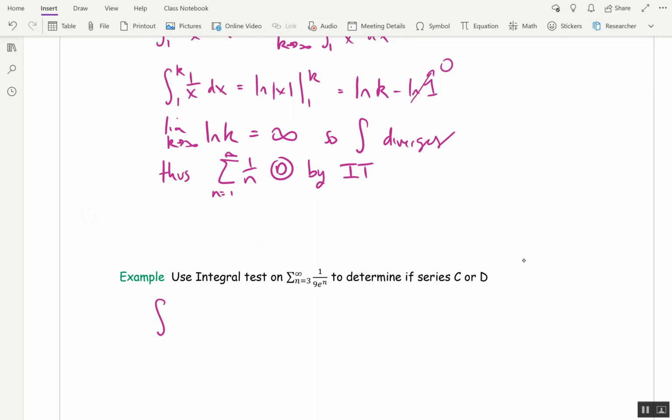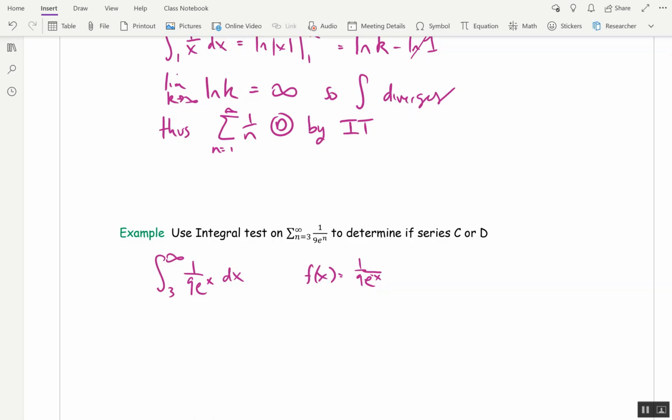In this case, we're starting at 3 to infinity. You can start at 1, 2, 3. You can start wherever you want, and the integral test is still valid. The integral of 1/9 e to the x dx. Our f of x is 1/9 e to the x. That's in the denominator. That's positive, decreasing, and continuous. So we're going to evaluate this integral and see what happens.